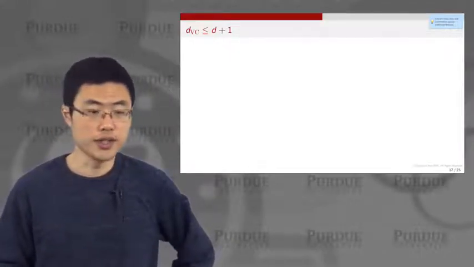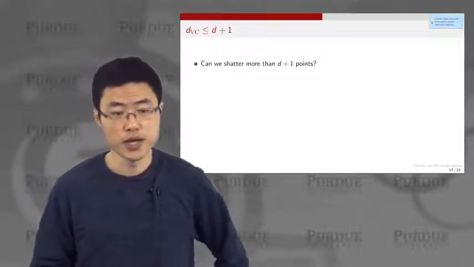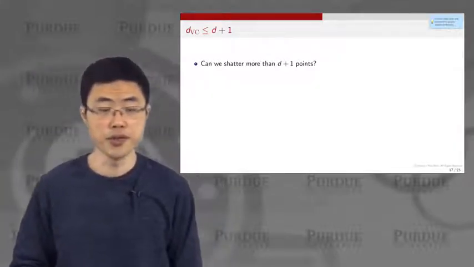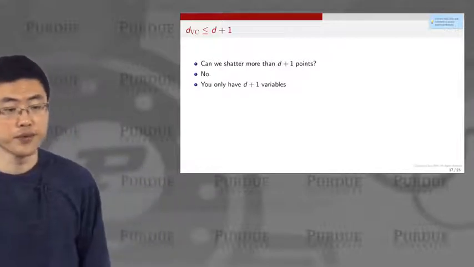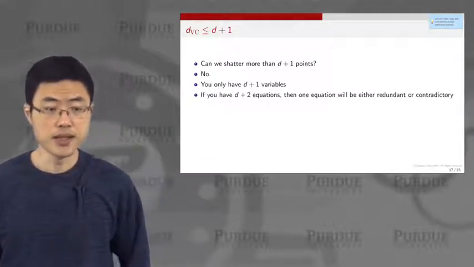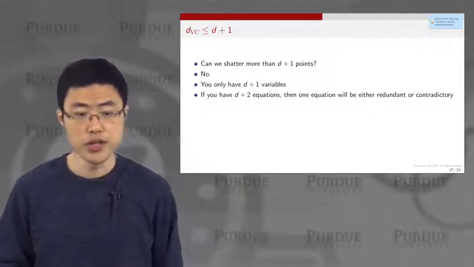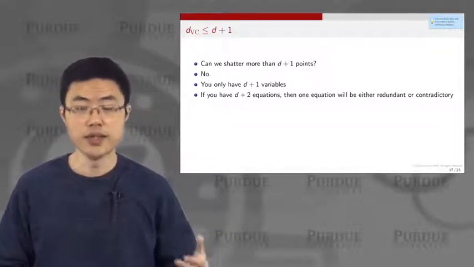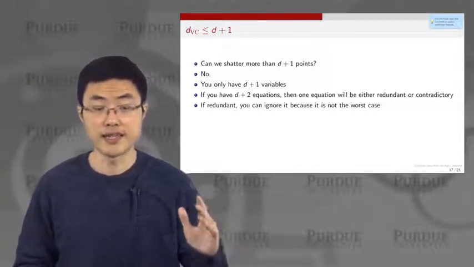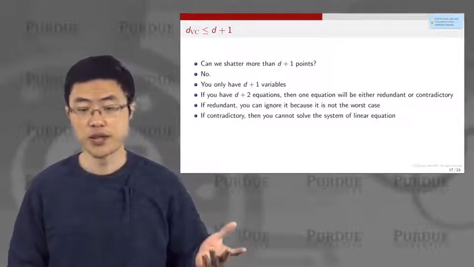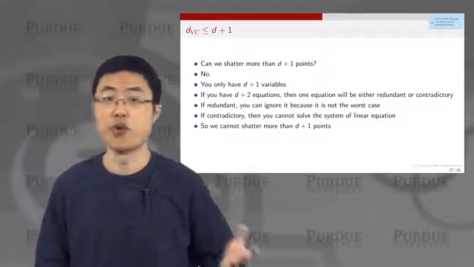So now, let's work on the opposite case where we want to show that the VC dimension is at most D+1. We ask, can we shatter more than D+1 data points? Then the answer is no. You only have D+1 variables. If you have D+2 data points, that means you have D+2 equations. Then one equation will be either redundant or contradictory. If it is redundant, you can ignore it because it's not the worst case yet. But if it is contradictory, you cannot solve the system of linear equations. And so you cannot shatter more than D+1 data points.